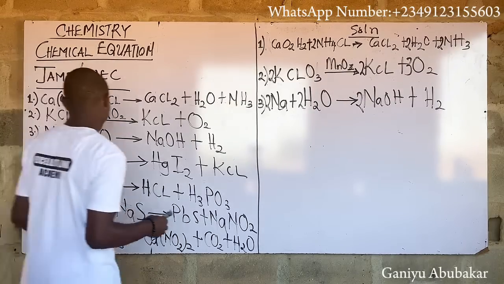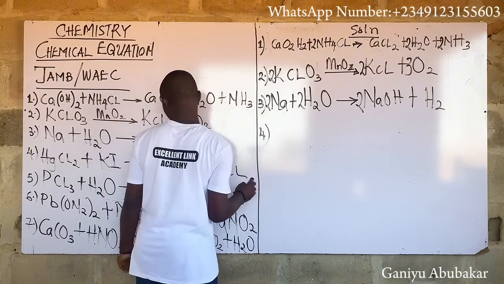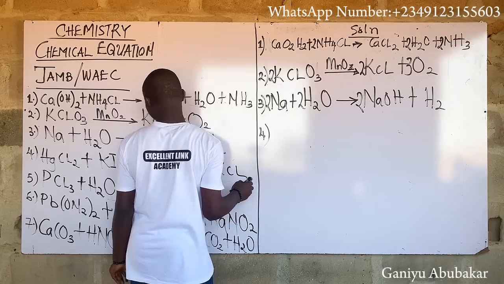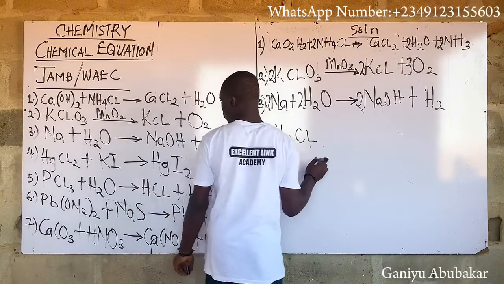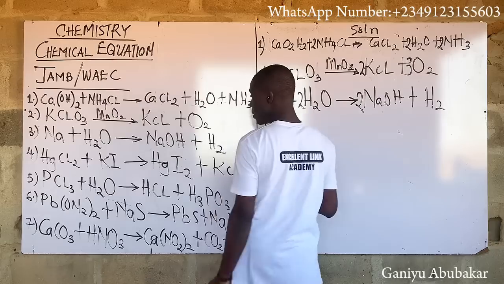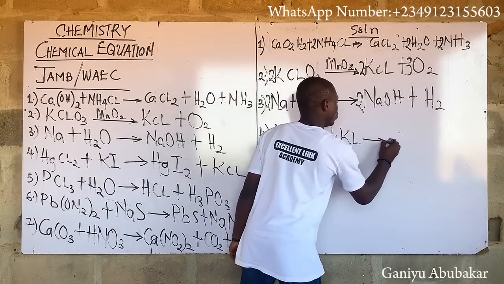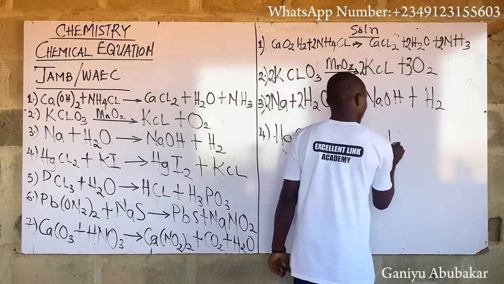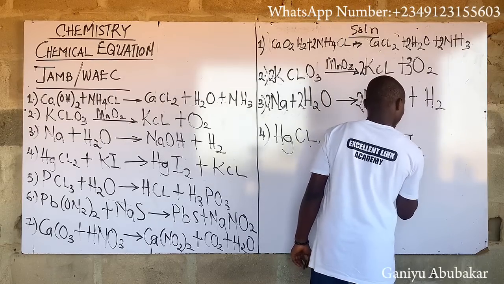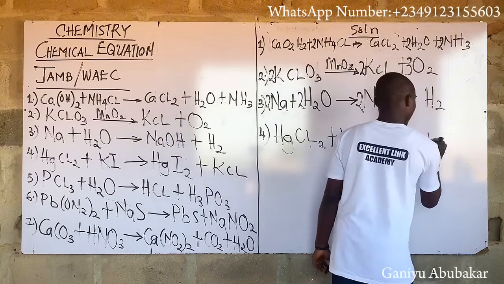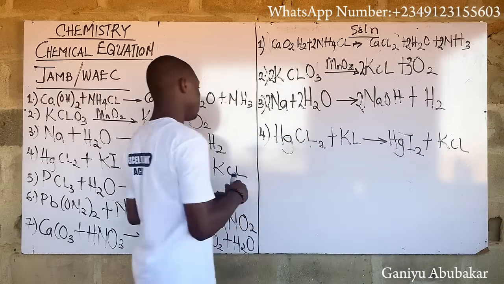Let's do number 4. You do 5, 6, 7 as assignment. I have HgCl2 combined with KI to give HgI2 plus KCl. All right, let's balance this, please.